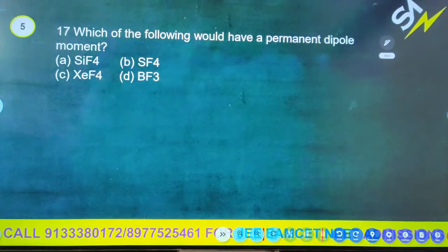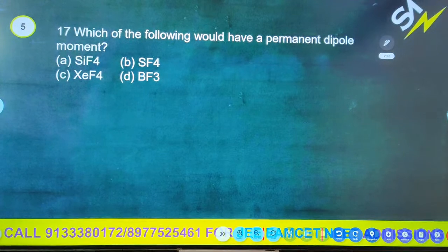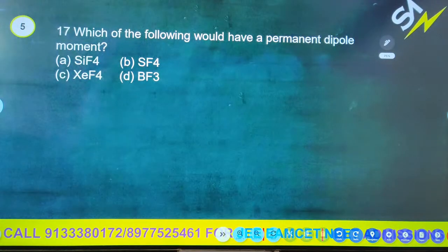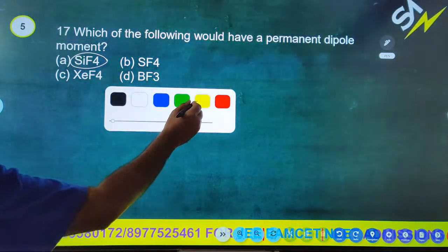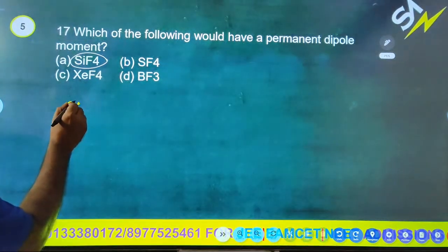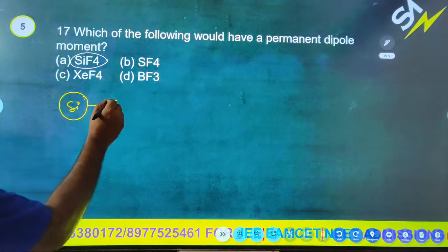Next, which of the following would have a permanent dipole moment? Question number 17 is talking about the permanent dipole moment. It is Example 5, but in our set it is 17. Which of the following would have the permanent dipole moment? Now silicon tetrafluoride. So what is the structure? Here the structure is tetrahedral.